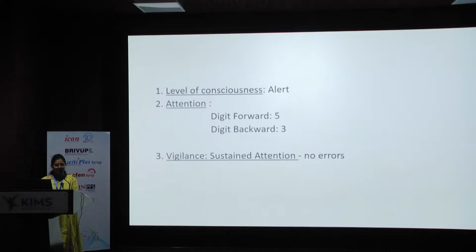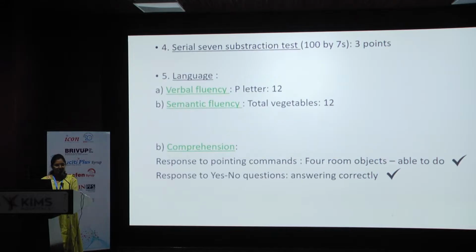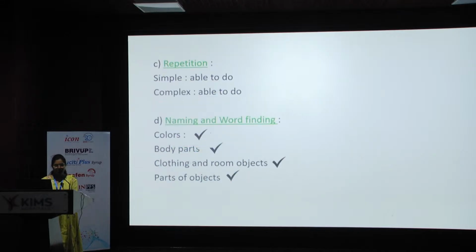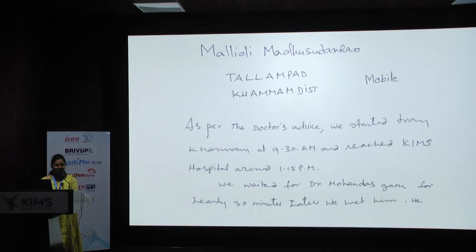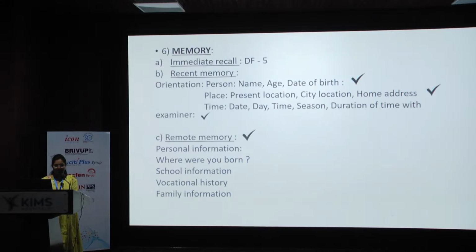Consciousness is alert. Attention: digit forward is 5, backward is 3. Vigilance: no errors. Serial 7 subtraction is also normal. Language: verbal fluency with letter P, he could tell 12. Semantic fluency, total vegetables he mentioned were 12. Comprehension is good. Repetition, naming and word finding are normal. Reading is normal. Writing, he could write without any grammar mistakes.